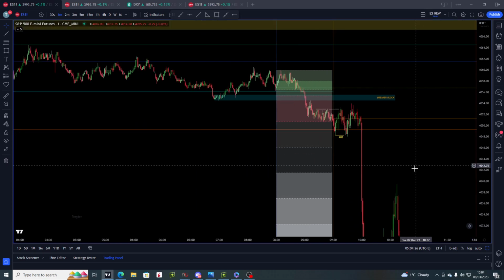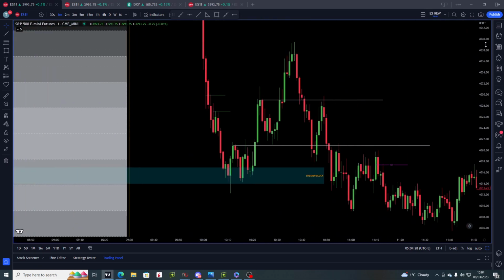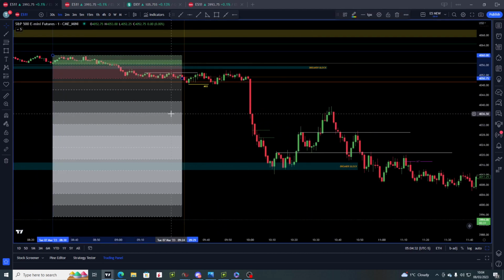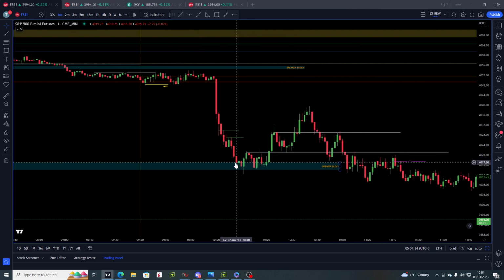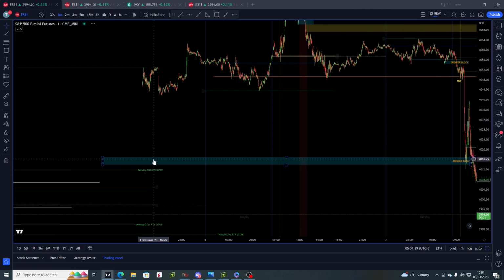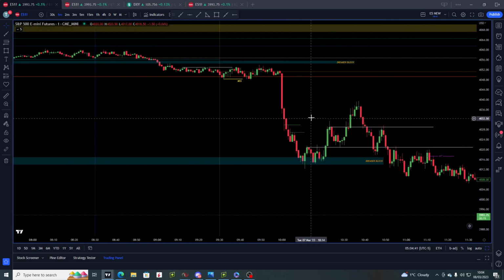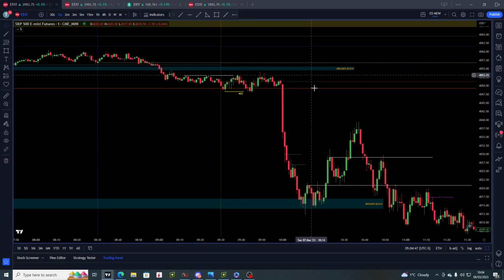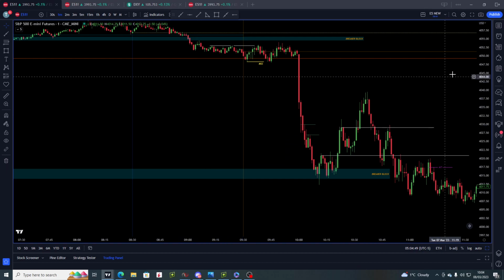Price decided to dump. Okay? And where was it running to? It was running to a breaker block formed on Friday. Because as we know from ICT teachings, when buy side is being purged and we're seeing aggressive movement lower or higher, it will run to the nearest breaker, right?